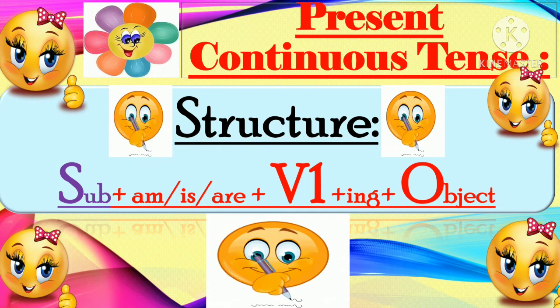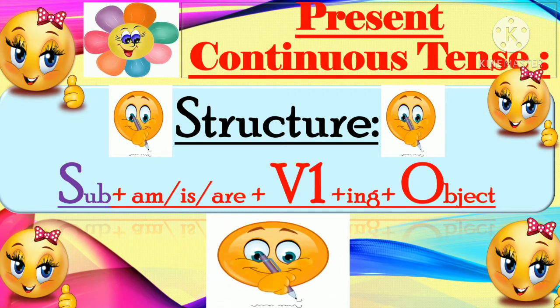Subject plus am or is or are plus V1. What is V1, children? It is the present form of the verb plus ing form, plus object. Here am, is, or are are called helping verbs. Am is exclusively used with the subject I. For example, I am teaching English. I am learning English. I am talking to you. So, am is a helping verb that is exclusively used with the subject I.